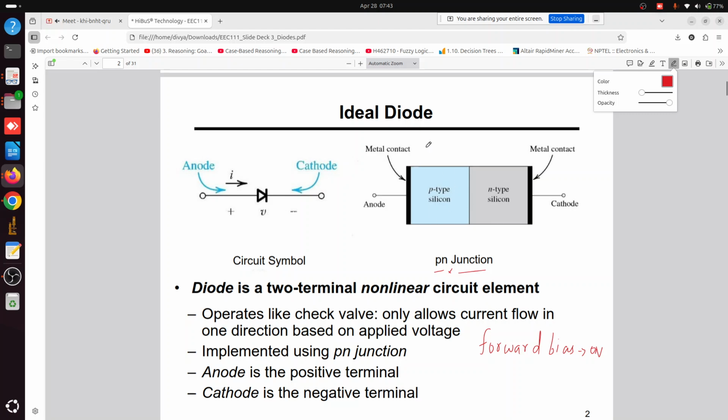So here, first of all, you need to understand what exactly is happening. Okay, so here it's going to operate in two modes. Okay, one is forward bias, that is on state, and the other one is what? Reverse bias. Actually reverse bias is nothing but it is off, right? Reverse bias means it is off.